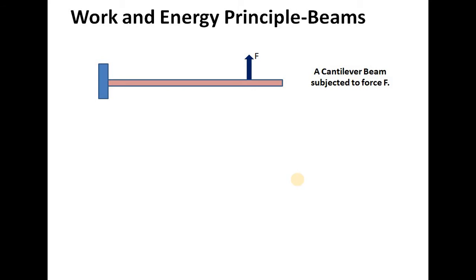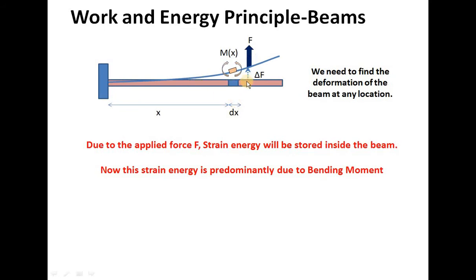Now I will take one simple cantilever beam which is subjected to a force F. When I apply the force F, the beam undergoes some deformation, right? And we need to find this deformation delta F at any location of the beam. Here I have shown it at the location where I have applied the force, but how can we find the deformation in the beam subjected to some load at any location of the beam?